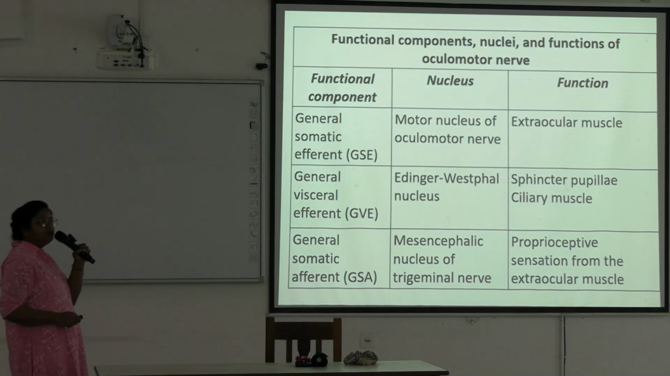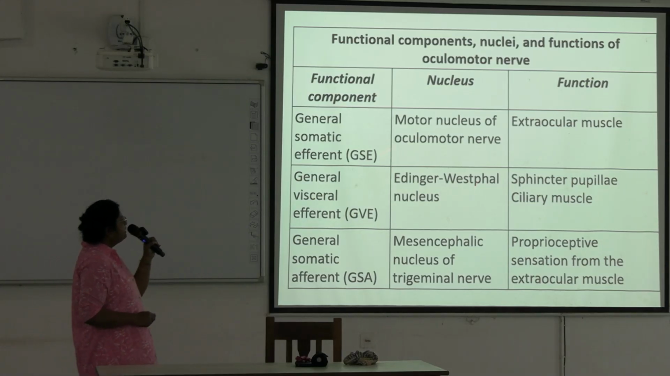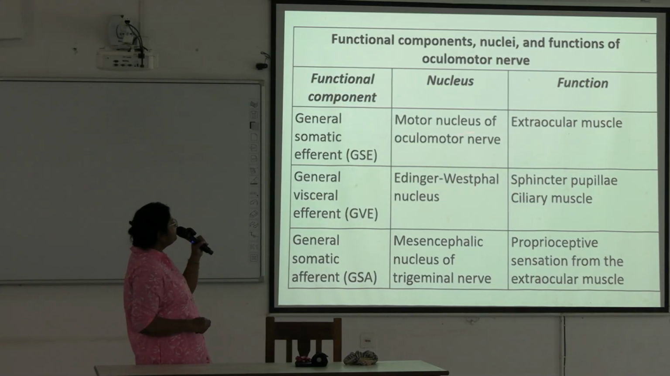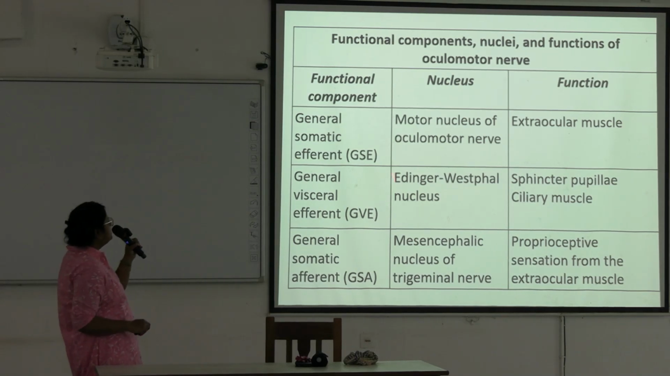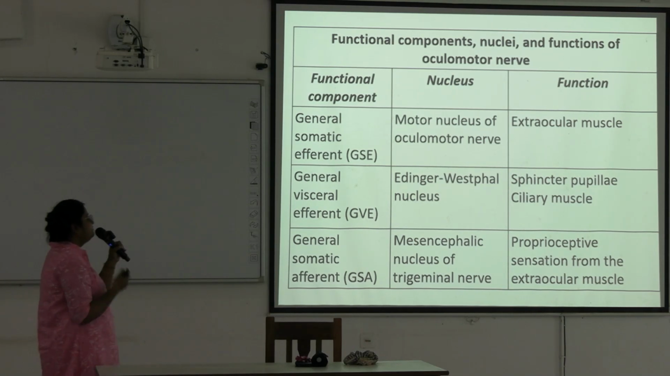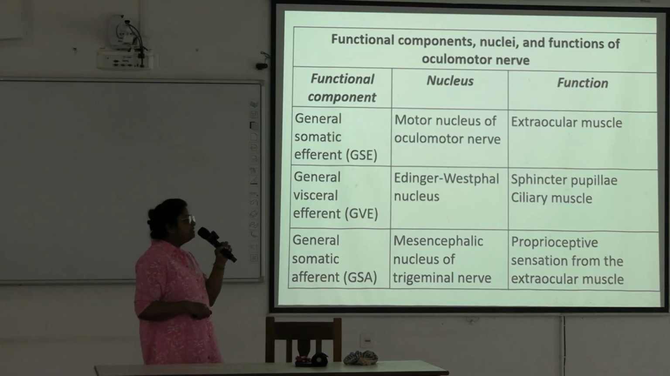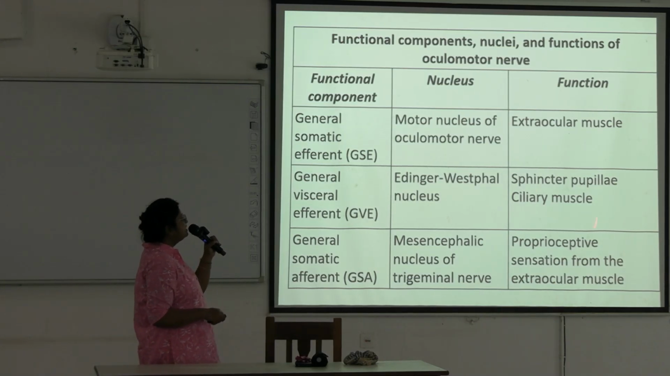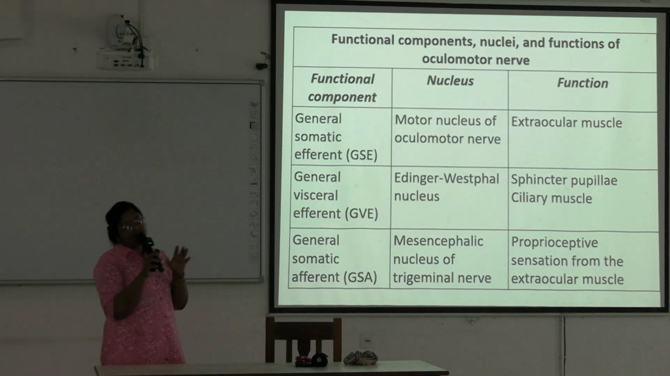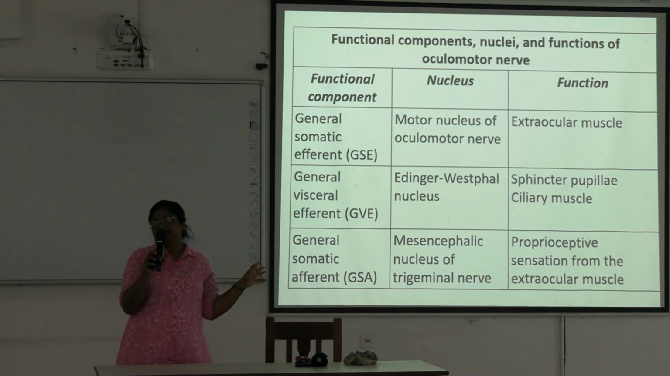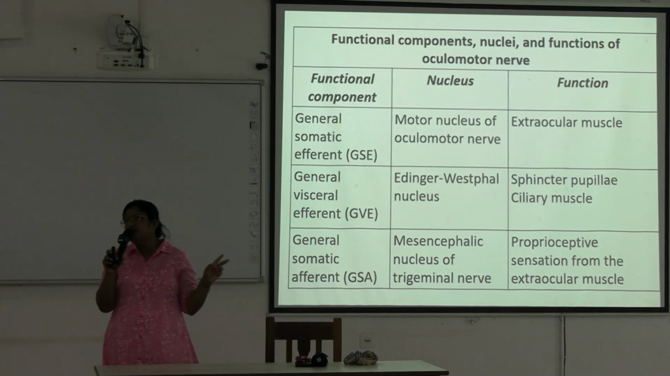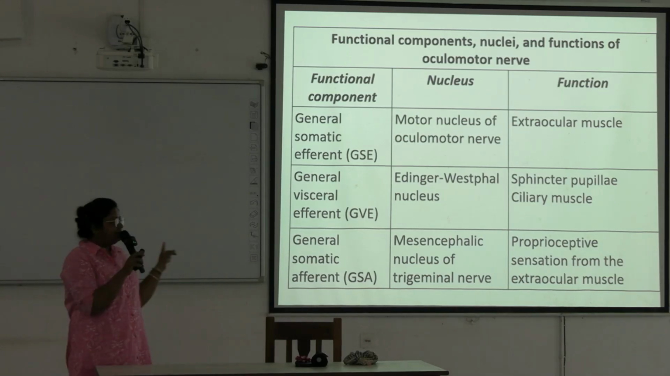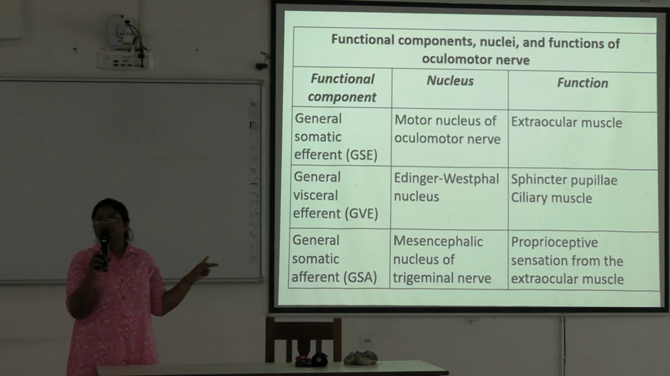So this chart you remember. General somatic efferent: the nucleus for this component is the motor nucleus of the oculomotor nerve, supplying the extraocular muscles. General visceral efferent: the Edinger-Westphal nucleus, supplying the sphincter pupillae and ciliary muscles, and this component facilitates the reflexes. Pupillary reflexes, light reflex and accommodation reflex are all controlled by this Edinger-Westphal nucleus.